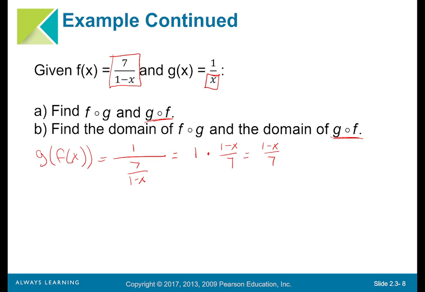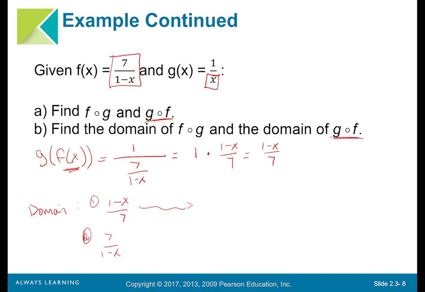All right. Now we need to think about the domain. So first we need to think about the domain of 1 minus X over 7. And then second, we need to think about the domain of our inner function F, so 7 over 1 minus X. All right. So for this first one, it's really tempting to say, oh, that's a fractional function. I need to worry about a 0 denominator. But there's no x's in my denominator here.